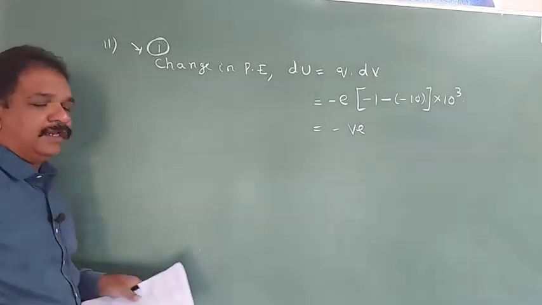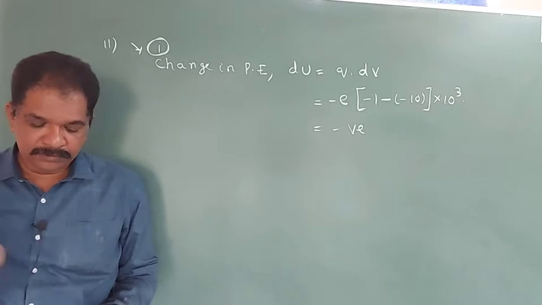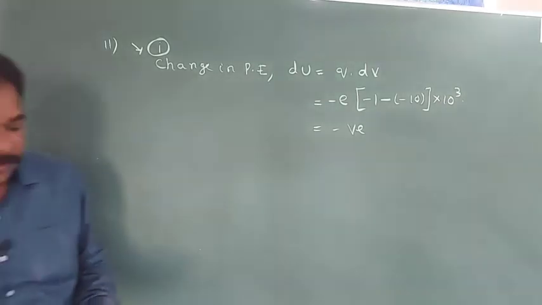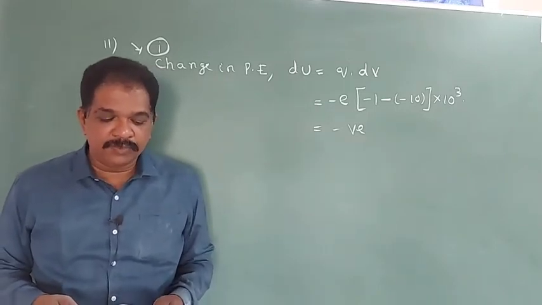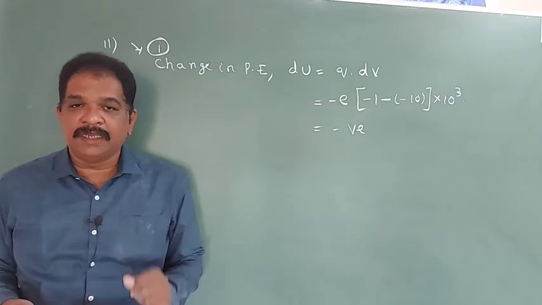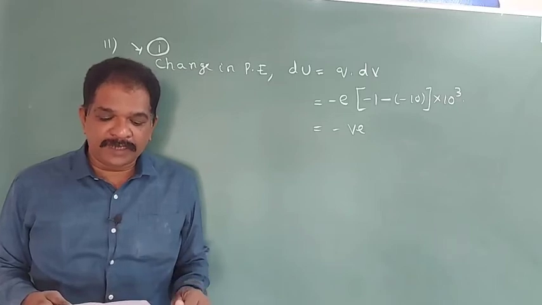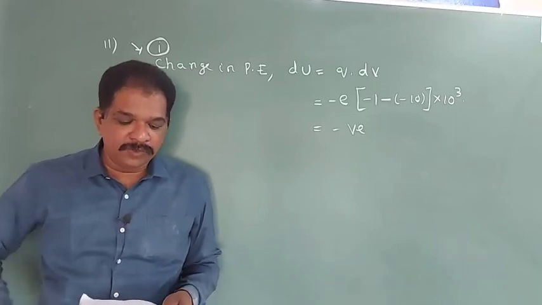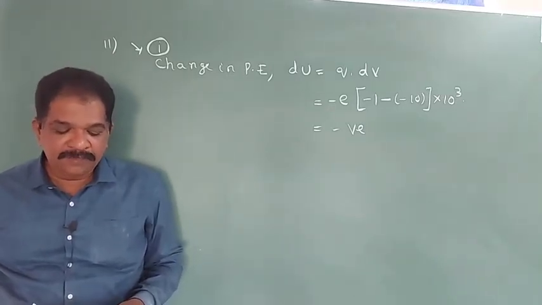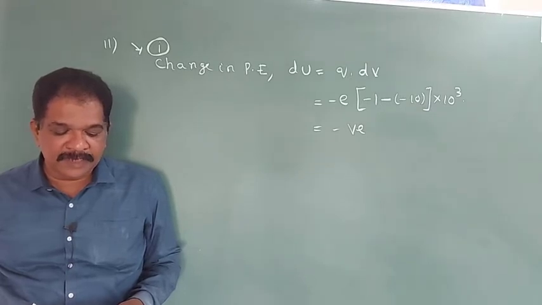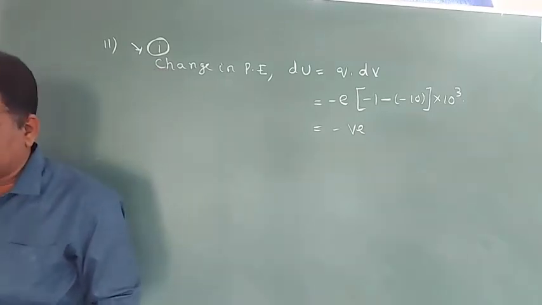PE will decrease. Next, question number 12, you see. A charge minus Q and another charge plus Q are kept at two points A and B respectively. Keeping the charge plus Q fixed at B, the charge minus Q at A is moved to another point C such that ABC forms an equilateral triangle of side L. The net work done in moving the charge minus Q is?